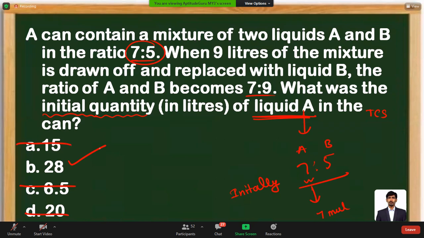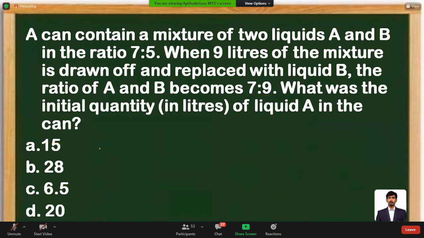You can also solve this question by using the other approach, that means the allegation approach. I'll tell you that, again we'll discuss. So the liquid A and B are in the ratio 7:5. That means A will be 7 parts out of 12 parts. When 9 liters is removed and replaced with liquid B, what is the concentration of liquid A in liquid B? That is 0, I'm just taking 0. So finally it is 7:9. That means it is going to be 7 parts out of 16 parts.